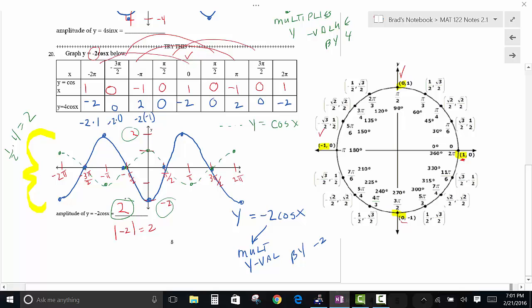That's why the amplitude's 2. So it's half that distance from the max to the min. Okay, let's push on. Hopefully you did well with that problem.